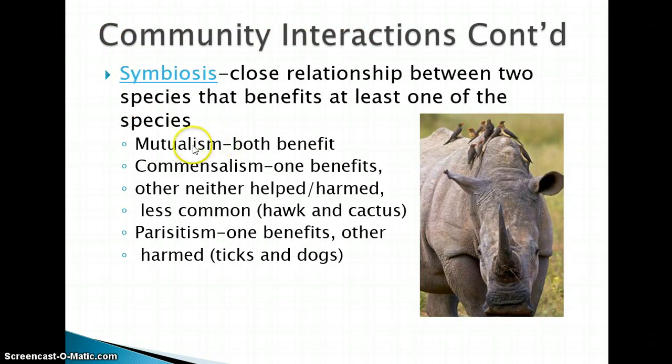Symbiosis. There are 3 types. Symbiosis is a close relationship between two species that benefits at least one of the species. Mutualism. We both benefit. This is an example of mutualism over here. These are called cowbirds. They're on the back of the rhino. They eat bugs on the rhino. The rhino doesn't have bugs on him. They get food. That's mutualism. Commensalism. One benefits and one is neither harmed nor helped. Okay?